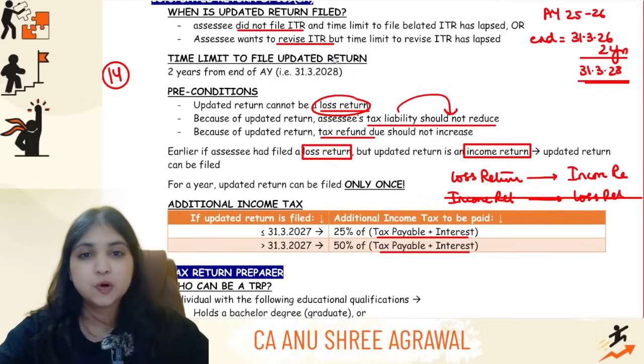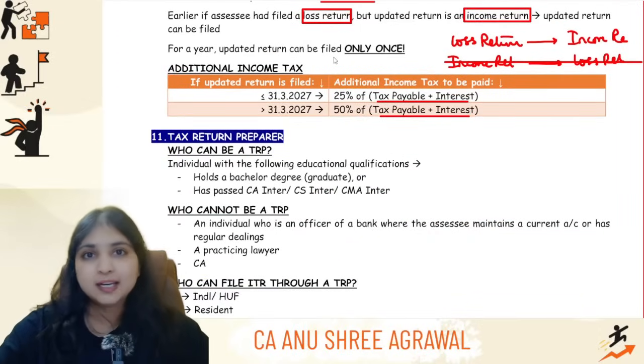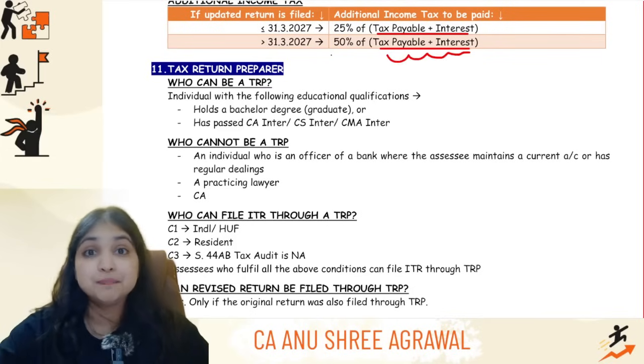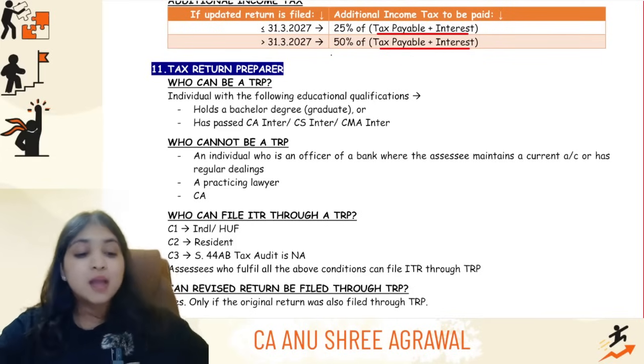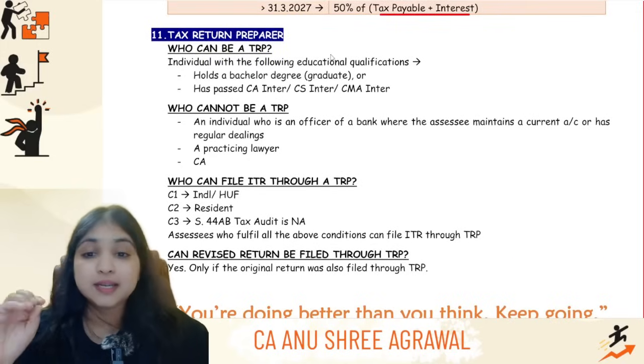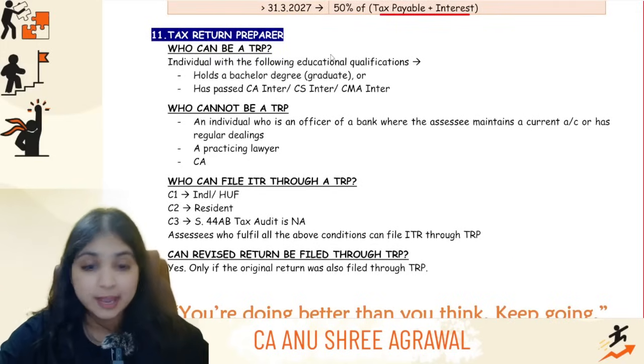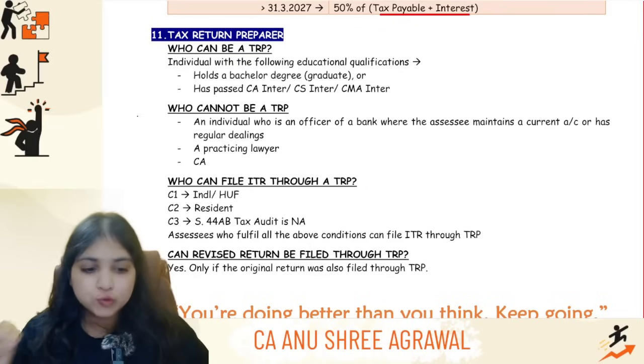Two extremely important things over here: the time limit and the additional income tax. Remember, additional income tax is a percentage of what? Tax payable plus interest. Okay, and then coming to one last concept, guys, the tax return preparer. Extremely important, listen to me carefully. Totally 4 points you have to understand over here.